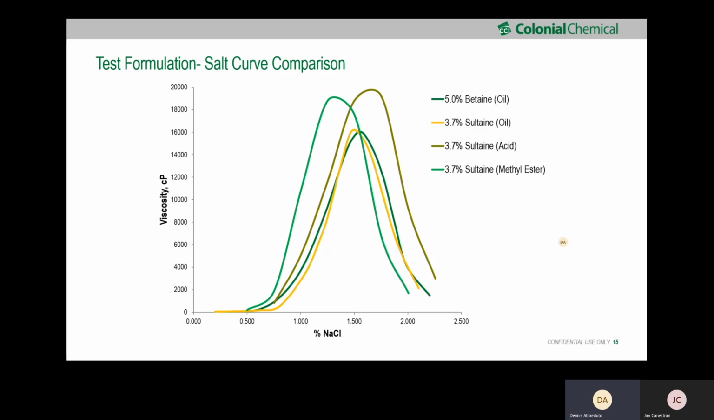Here, looking at viscosity performance of the oil-derived betaine versus the variety of sultaines that we can compare to. We can see that when we're comparing the 5% betaine from the oil to the 3%, which is equivalent solids, sultaine from the same oil, we get nearly identical performance in terms of viscosity building. When we move away from the oil-based products to the fatty acid or fatty acid methyl ester products, you can see we can adjust and improve viscosity response beyond what we can get from the whole oil.